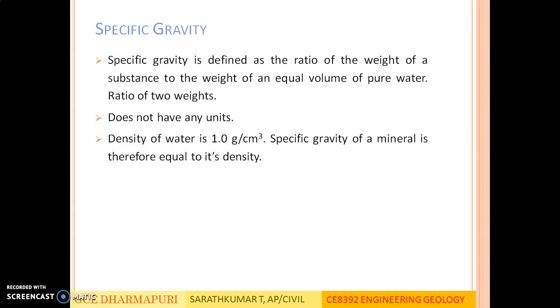In the previous slides we discussed how to calculate density. Once you calculate the density of the mineral and divide it by the density of water, you will get the specific gravity. Specific gravity does not have any units. Since the density of water in gram per centimeter cube is 1, the specific gravity of a mineral is therefore equal to its density if it is measured in gram per centimeter cube.